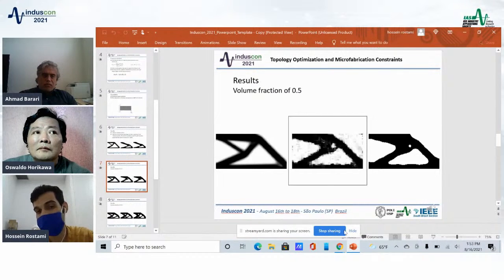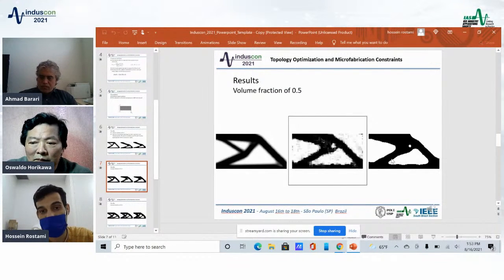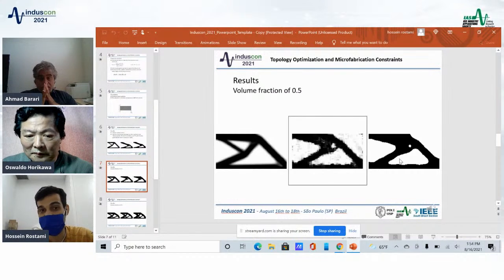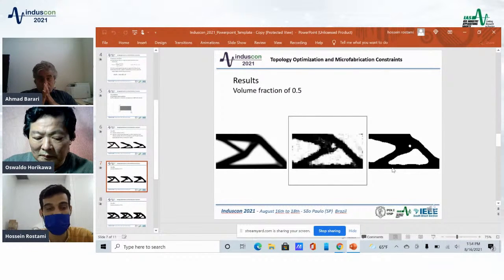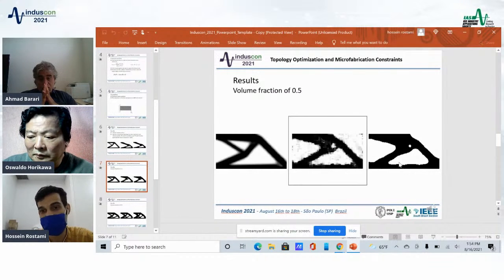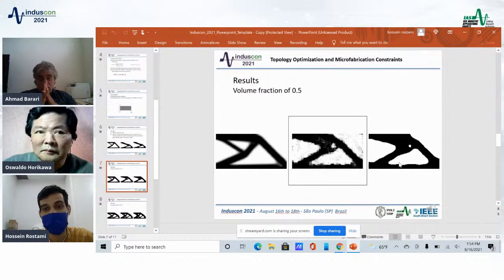Okay, for a simple problem like this, the solution is almost unique because this is the only structure that should be efficient enough in this case. But in more complicated cases, I think we haven't applied it yet, but I think this method just finds the best solution. So it's not possible to see the other possible solutions.